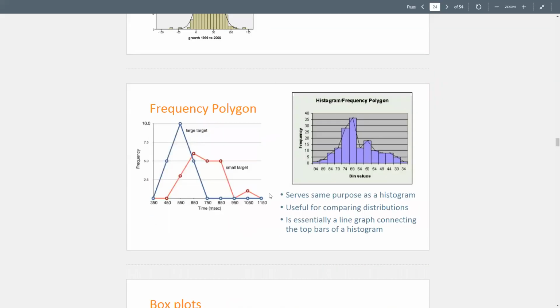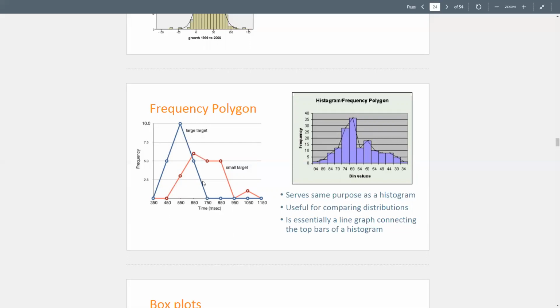Here are some other frequency polygons. You can see here we have the histogram, and then the frequency polygon is basically just taking the center point and graphing it. So each dot on here would be where the histogram bar would go up to.